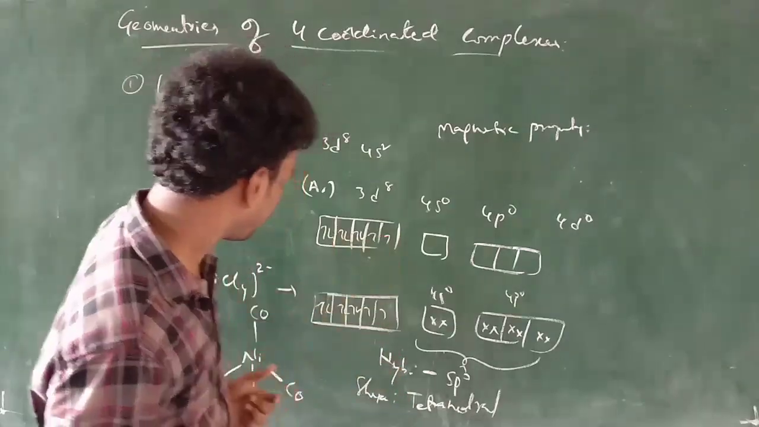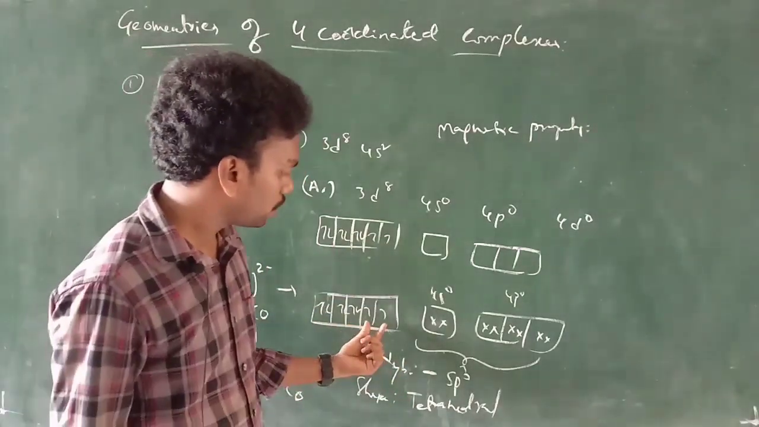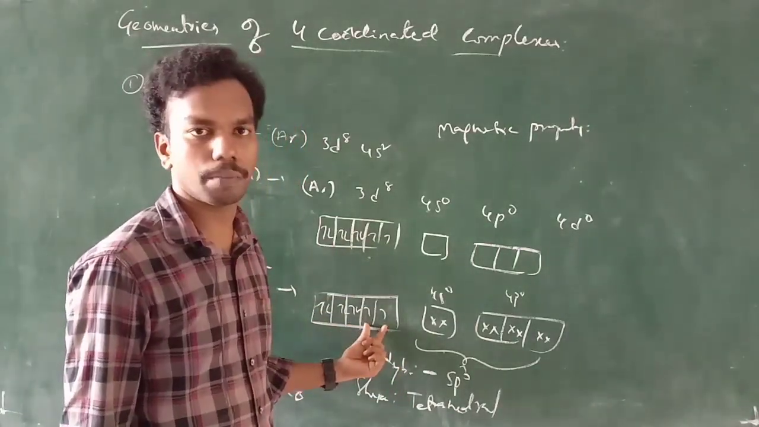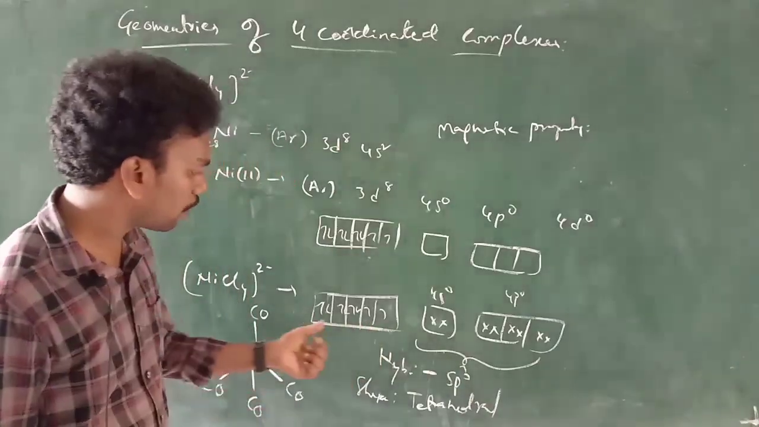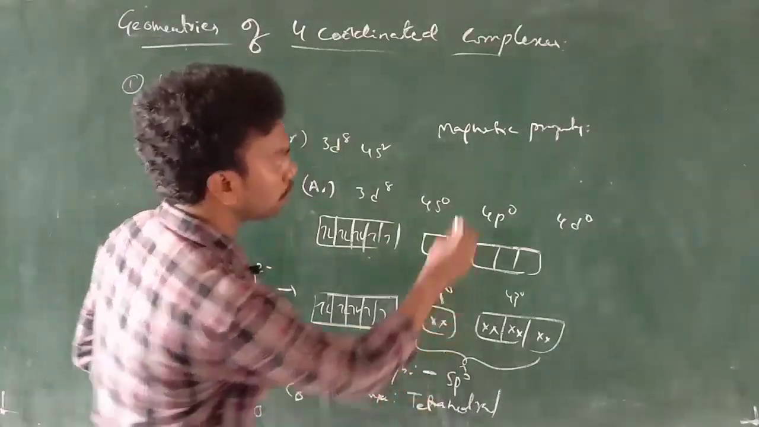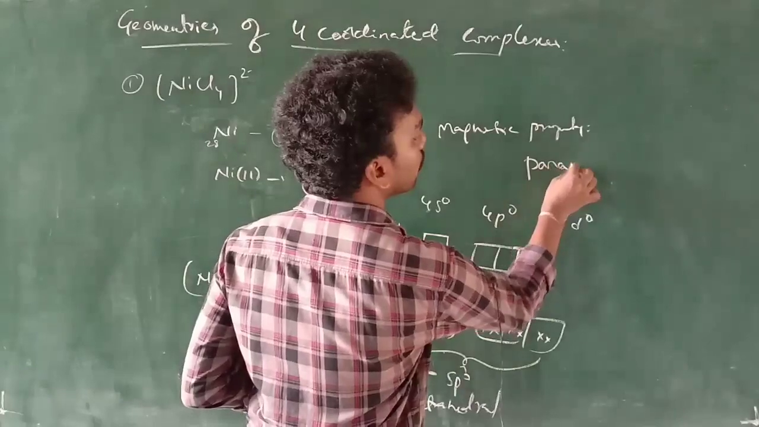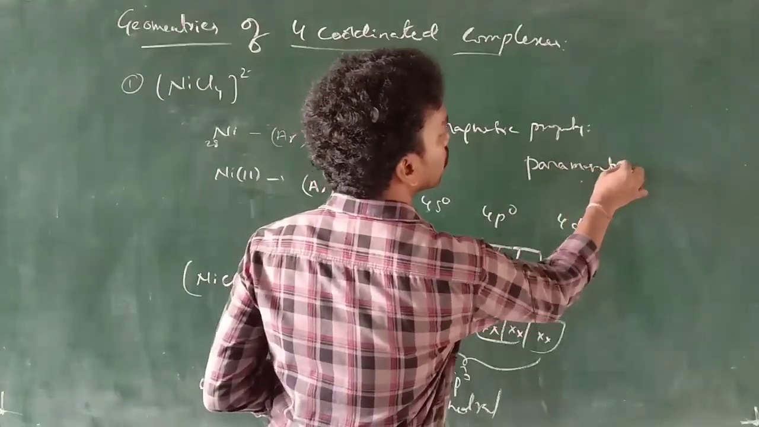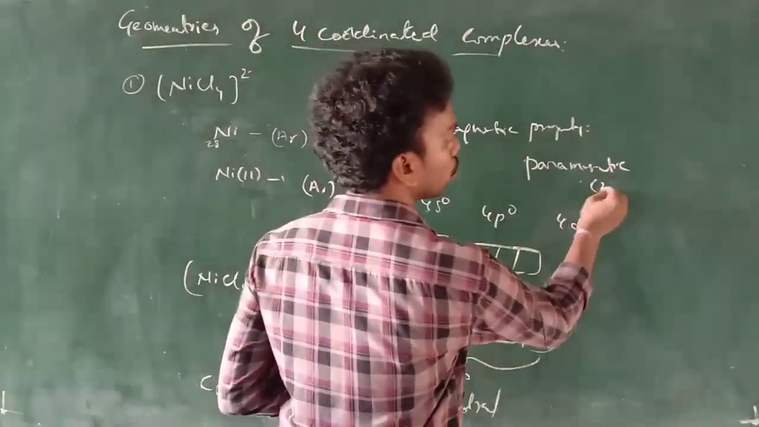So for example, in this complex, there are two unpaired electrons. So this complex is paramagnetic, with two unpaired electrons.